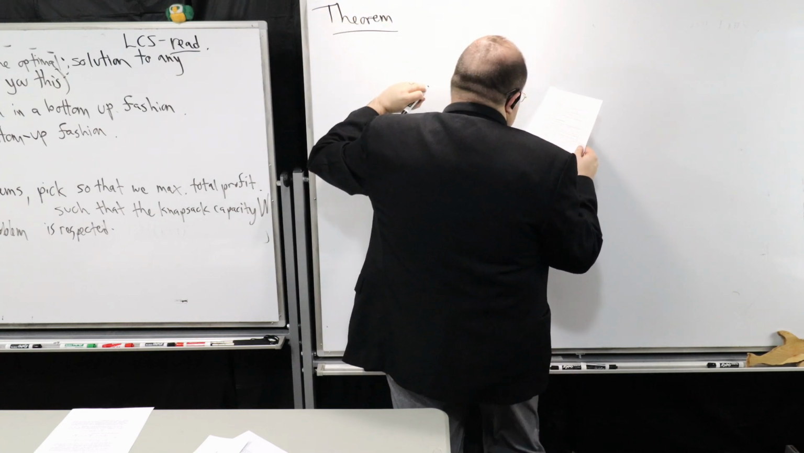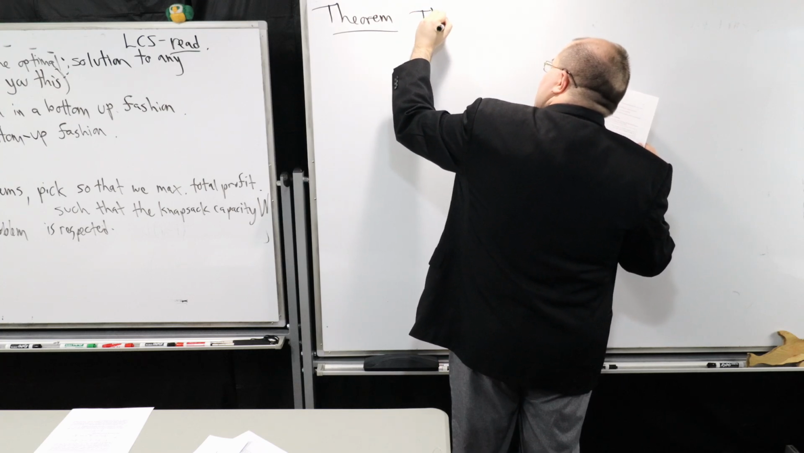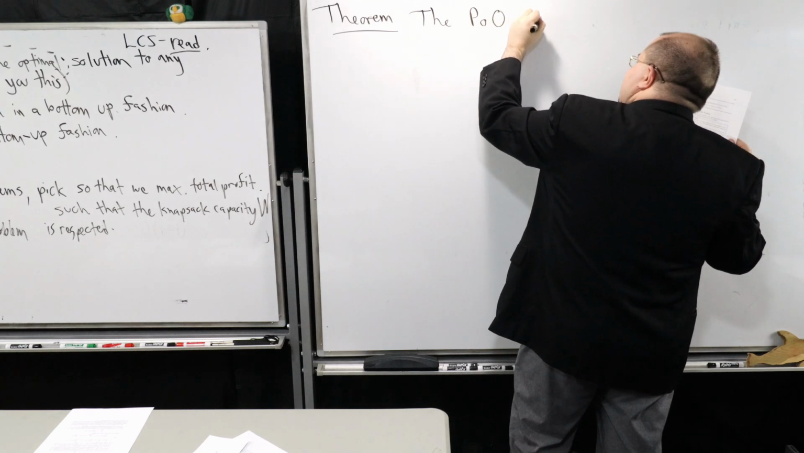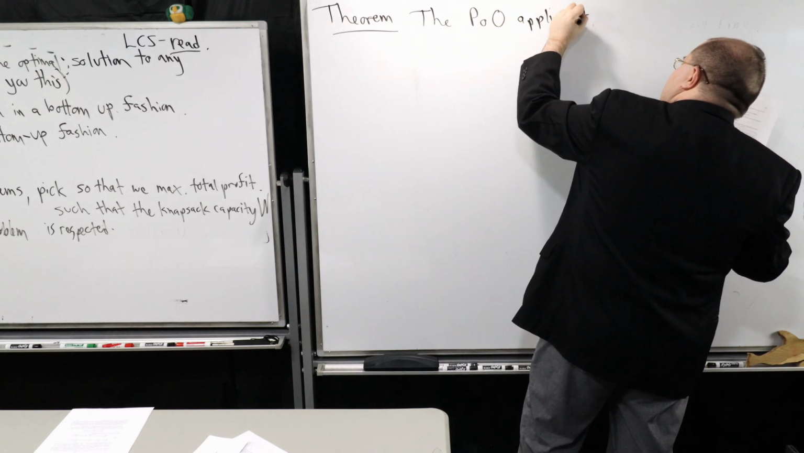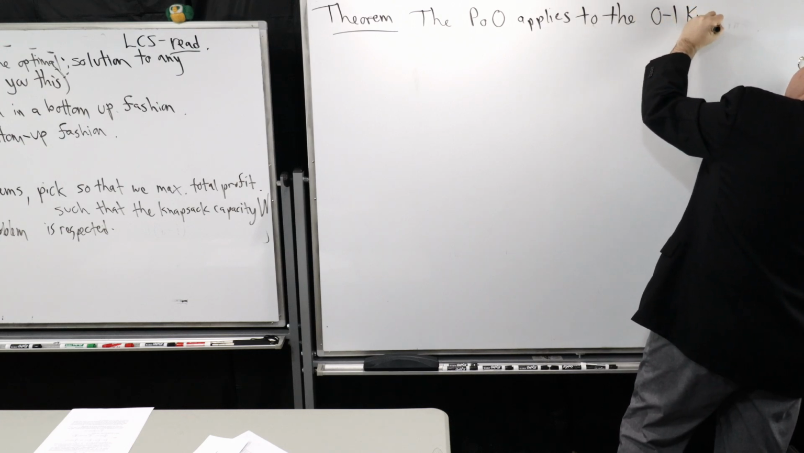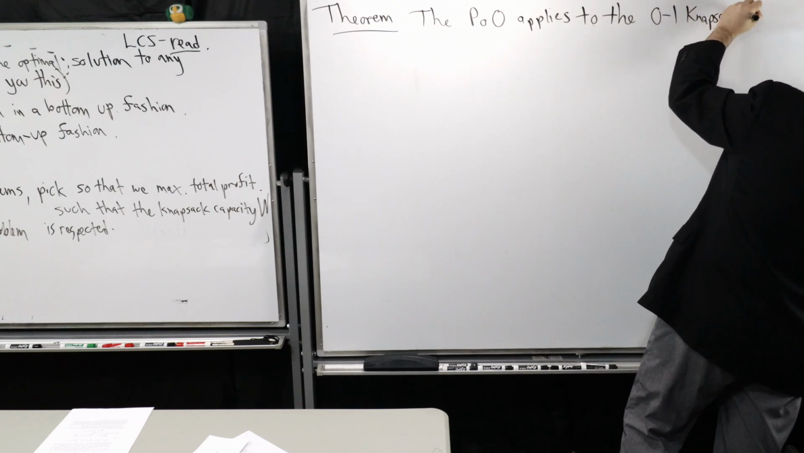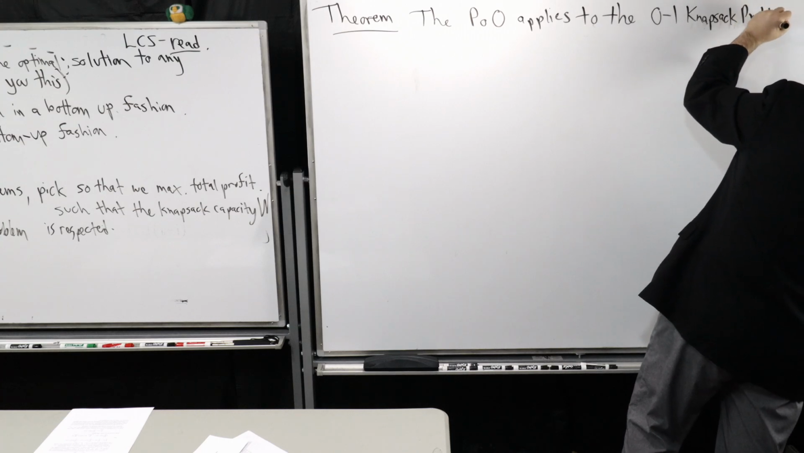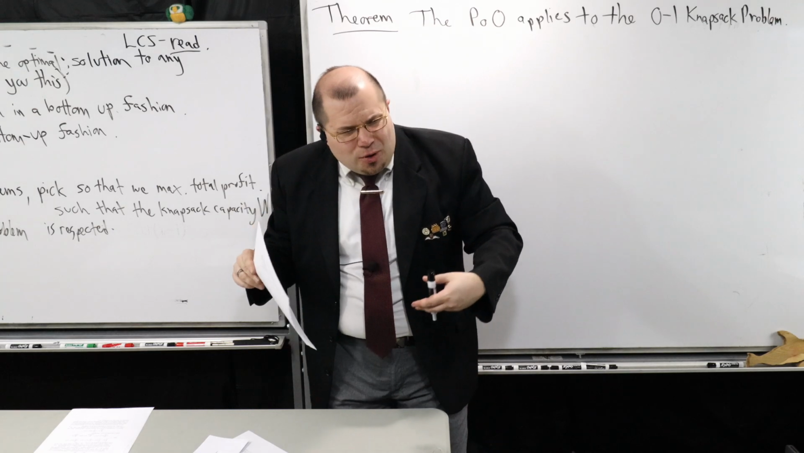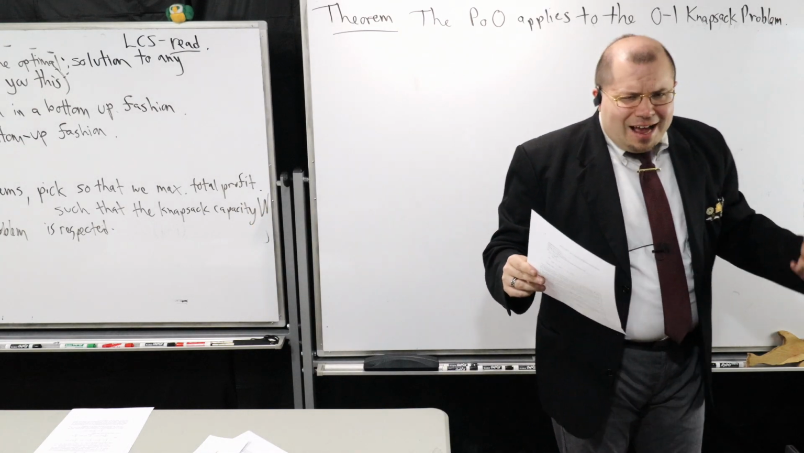So, theorem: the principle of optimality applies to the 0-1 knapsack problem. So let's prove this. Now, you might ask, Dan, how are you going to do this? You talked about overlapping subproblems and all these things. So how is this going to work?